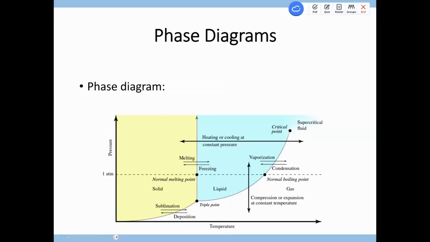So if you're at any pressure and you increase in temperature, then you might start as a solid at cold temperatures. It's a solid, then it may convert into a liquid and then a gas. If you're at a certain temperature, and you're increasing pressure, then you will go from a gas to a liquid or gas to a solid.